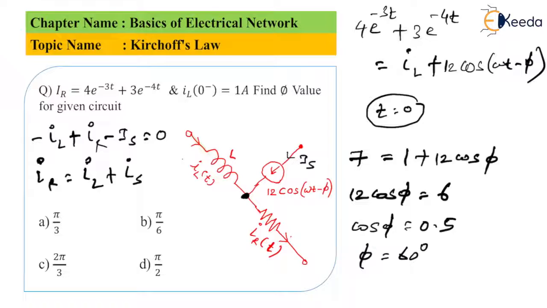But here in the options, as you can see, the angles are given in radians. So to get 60 degrees you should say it is pi by 3, because pi is nothing but 180 degrees. So 180 degrees divided by 3 becomes 60 degrees. So the correct option among these 4 options is option A. So I can say this phi is equal to pi by 3 radian.